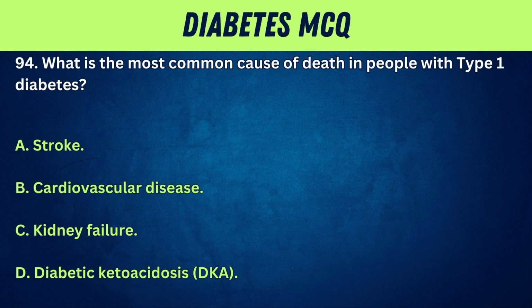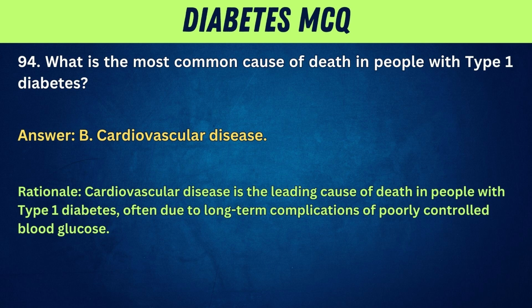94. What is the most common cause of death in people with type 1 diabetes? A. Stroke. B. Cardiovascular disease. C. Kidney failure. D. Diabetic ketoacidosis, DKA. Answer: B. Cardiovascular disease. Rationale: cardiovascular disease is the leading cause of death in people with type 1 diabetes, often due to long-term complications of poorly controlled blood glucose.